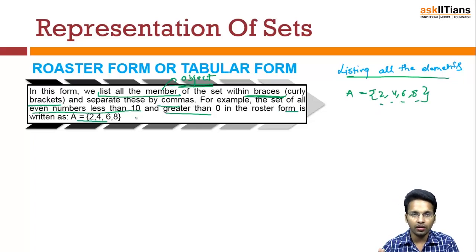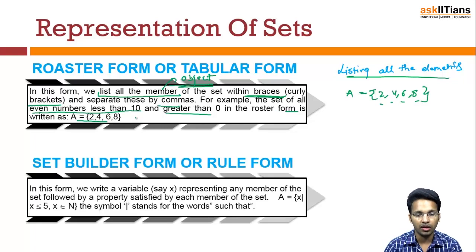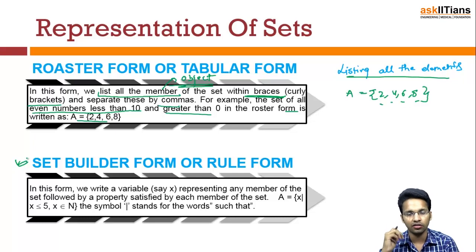The other one is the set builder form. At this point of time it might look a bit difficult, but it's actually easier. I'll tell the applications of both of them. In the roster form you're listing all the things, but here you take a general element, write that as a part of the set, and apply a condition on that.